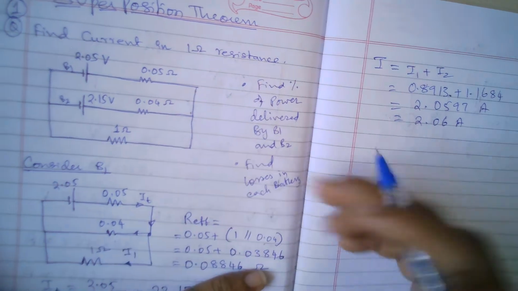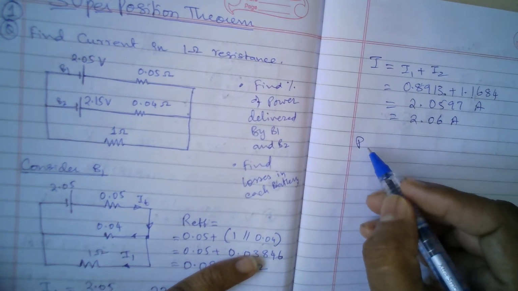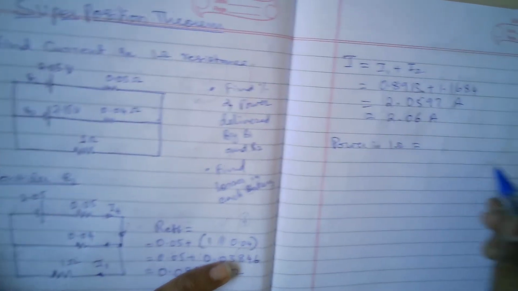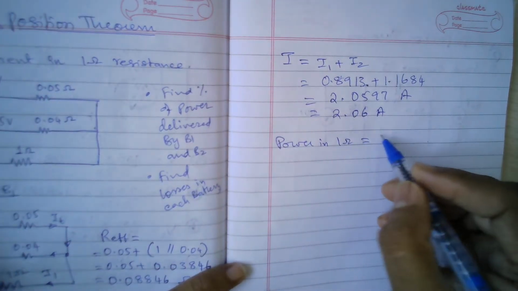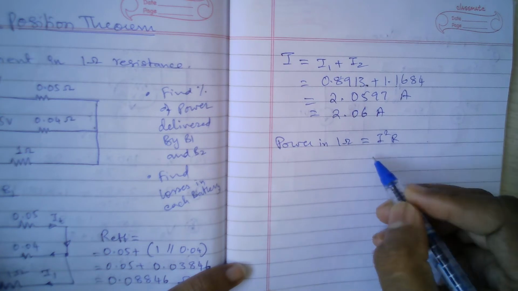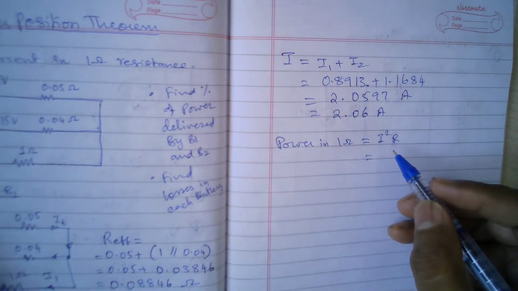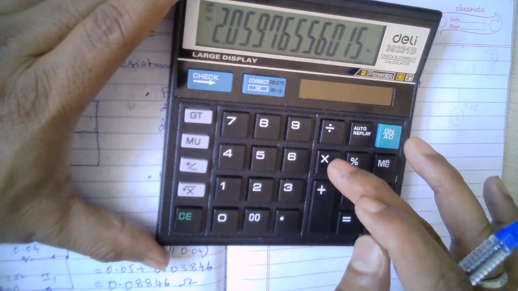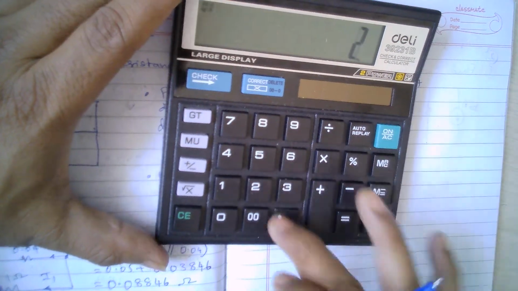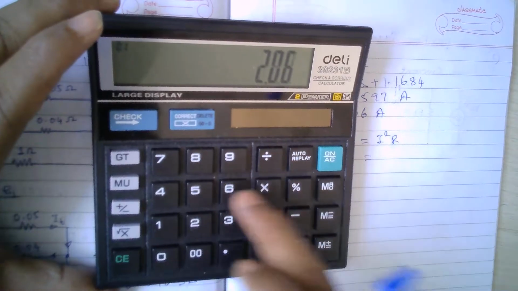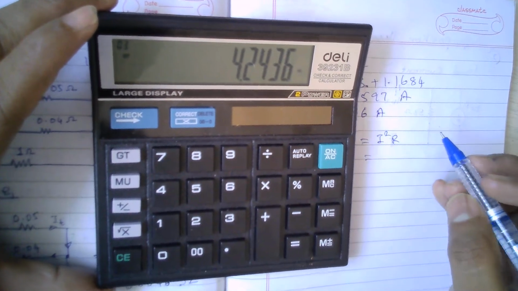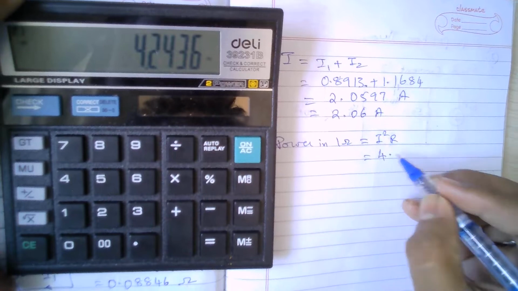So what will be the power? So power in 1 ohm resistance is equal to I square R. Okay, so I square R, so R is 1, so it will be simply I square. So simply I will square this one, so 2.06 into 2.06. Okay, so I'm getting 4.2436 watts.